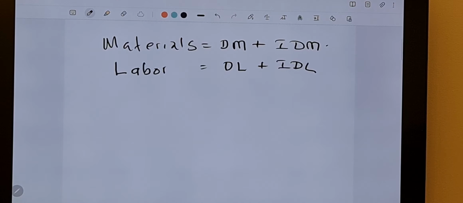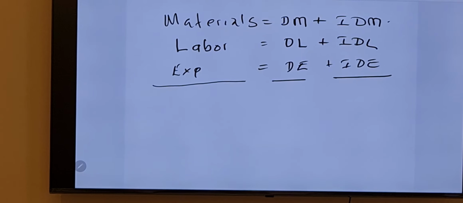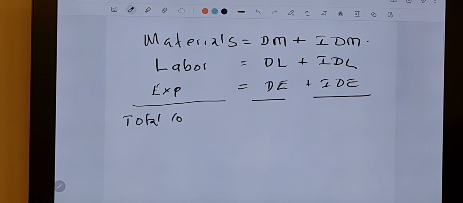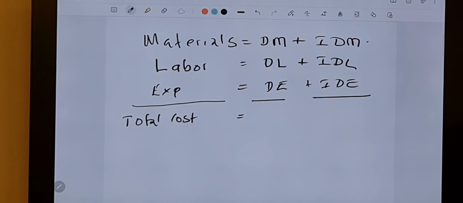Excluding material and labor, all other elements are your expenses. So other expenses, excluding material and labor. Normally we will say expenses, but it can be a direct expense or an indirect expense. Now, the total of these three is your total cost.